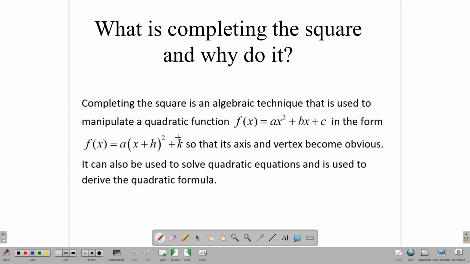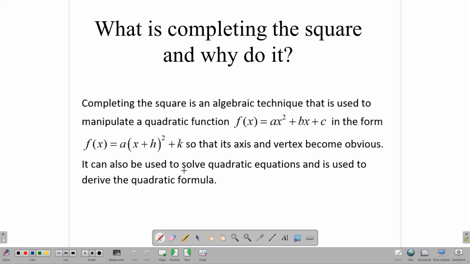So what exactly is completing the square and why do we do it? As mentioned before, completing the square is an algebraic technique used to manipulate a quadratic function f of x, ax squared plus bx plus c, into the form a bracket x plus h squared plus k. The reason we do this is so that the vertex and the axis become obvious. In doing that, we can easily write down the vertex and the axis.